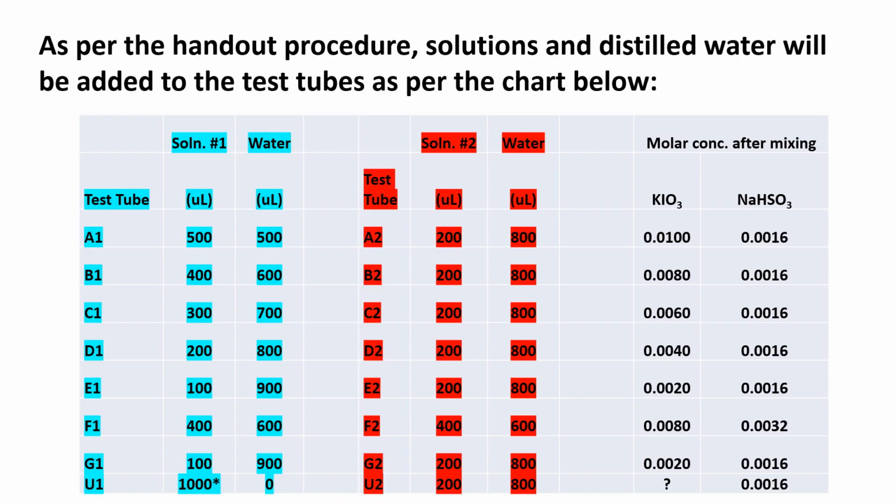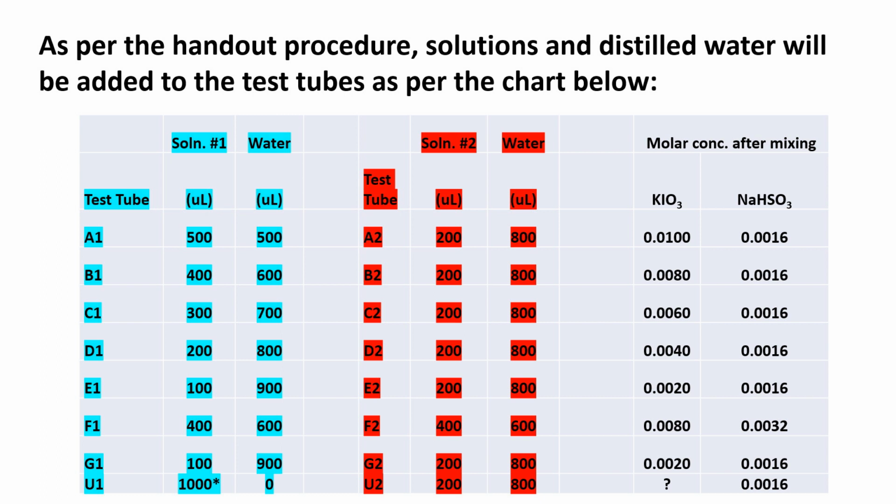On this slide, it's showing the amount of solutions being added to each of the test tubes in blue. You can see all the test tubes are 1s because solution 1 is being added to them. A1, B1, C1, D1 test tubes are 500, 400, 300, and 200 microliters respectively. And then in addition to that, it tells you the water that's being added to them, which brings all of their volumes up to 1,000 microliters.